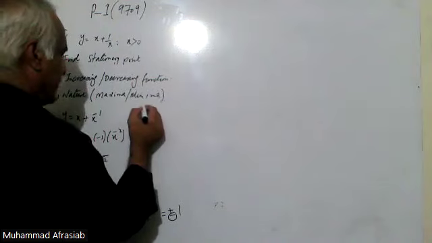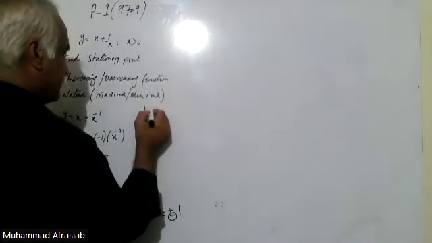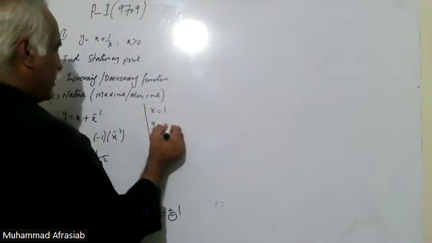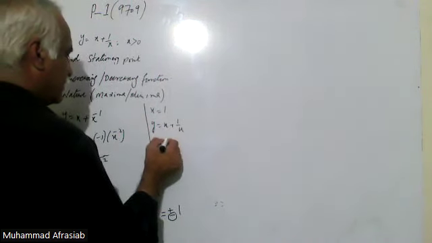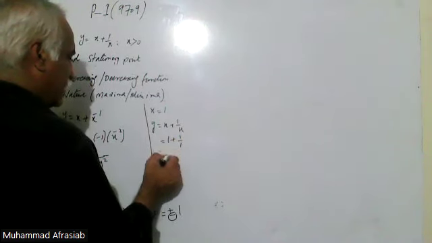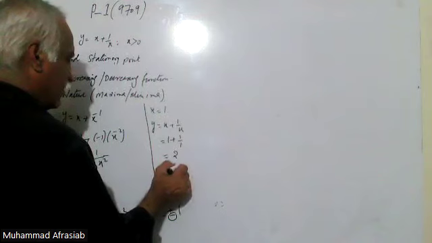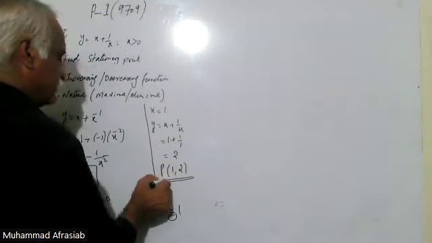So when the x coordinate is equal to 1, then for the stationary point, y is equal to x plus 1 over x. So 1 plus 1 over 1, and that is equal to 2. So the stationary point will be equal to (1, 2).